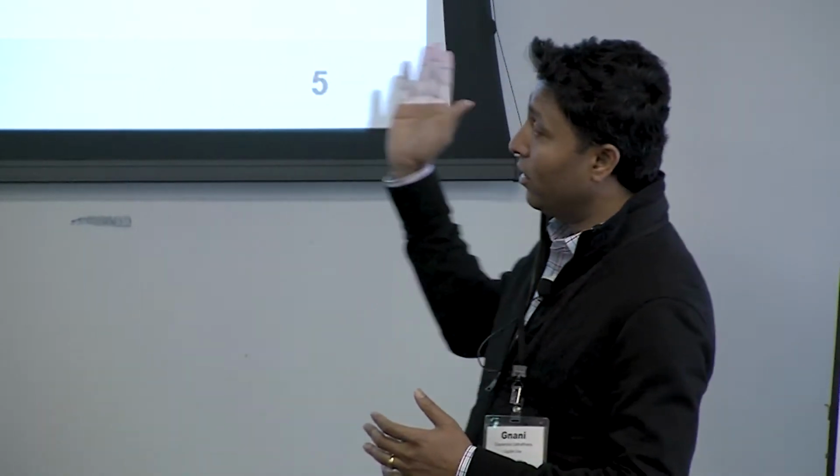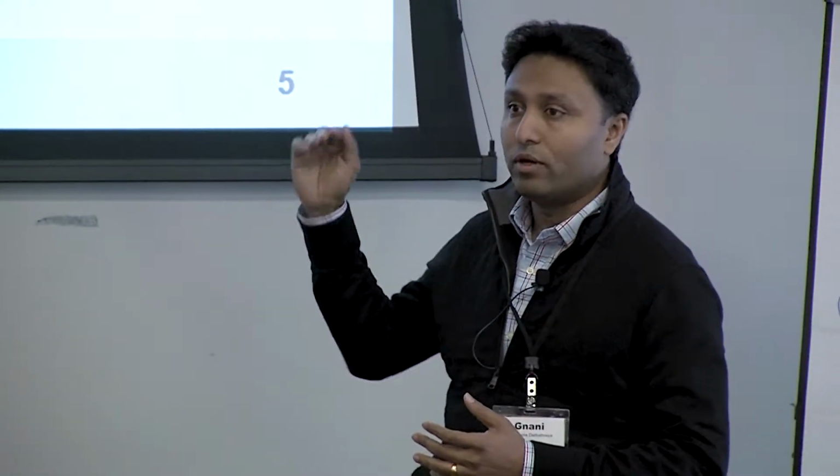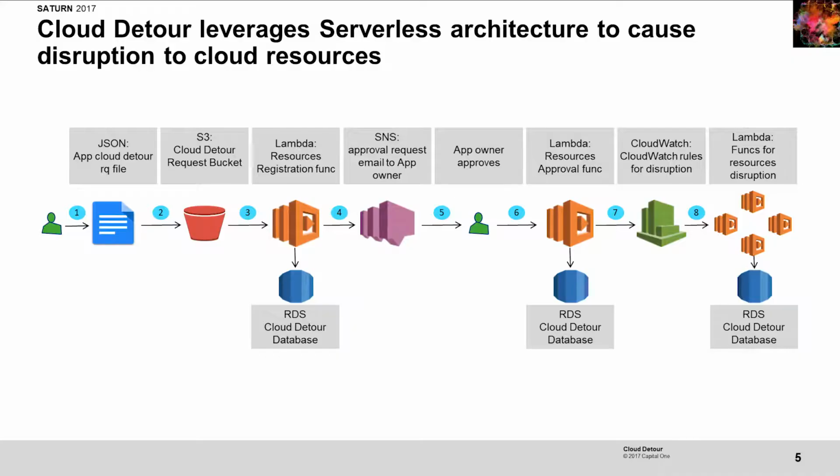And as you can see, the components that we use for the Cloud Detour tool itself are mostly serverless components. We use Lambda functions for running the logic of disruptions, and we use RDS for storing our state. So that's the Cloud Detour admin per se. We install this in our AWS account. Cloud Detour admin installs this, and that is available. And then comes the applications, right?